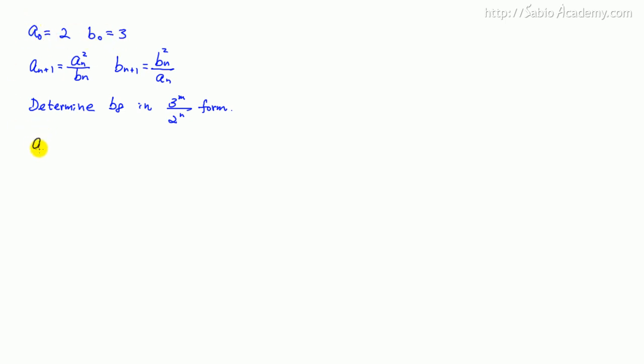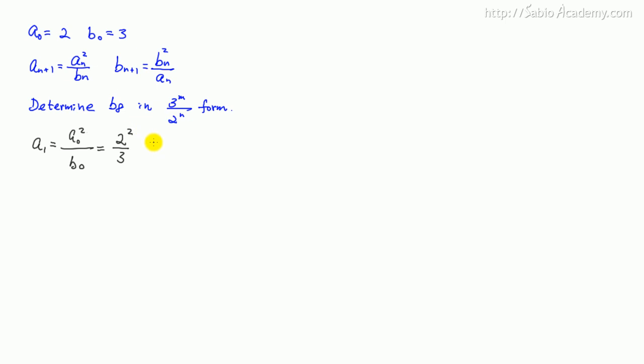So let's see if we can find A sub 1. What would it take? Well, then n is 0, isn't it? So 0 plus 1 is 1. And then we have A sub 0 squared over B sub 0 is what I get. What would that be? They told us what they are, so it is 2 squared over 3.